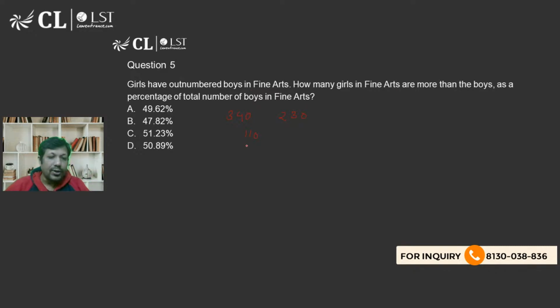So how am I going to calculate the percentage? That is 110 over 230 into 100. Right. Okay. Now can you tell me how I'm going to calculate this value? What is the answer? Should it be option A? Should it be option B? And how am I going to calculate very quickly.